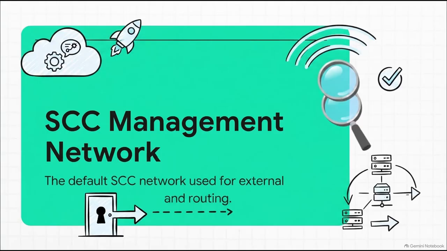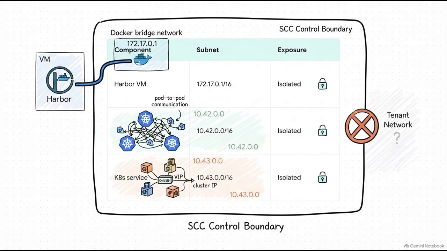Okay, let's get into the plumbing of your data center, because this is where those really frustrating, hard-to-diagnose errors usually pop up. First up, we have to clearly define the SCC appliance management network. Think of this as your front door. It's the single, default SCC network used for external management access and routing. And importantly, it's the only one that requires customer visibility on your wider network. Everything else, that's strictly behind the scenes and heavily isolated.